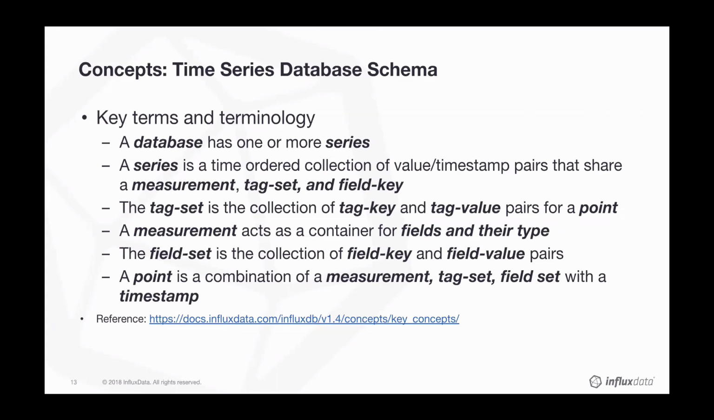So a measurement acts as a container for fields and their types, and a point is a combination of a measurement, a tag set, a field set, and a timestamp.